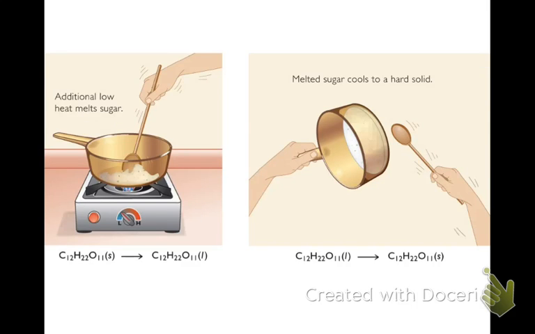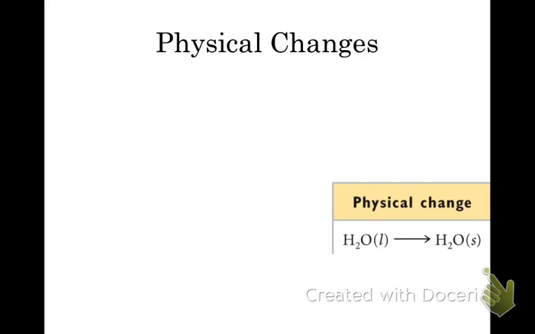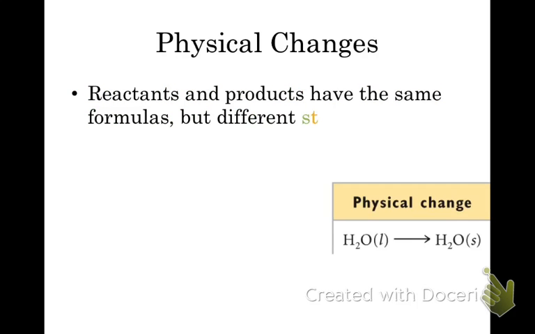Here are some more physical changes. I can take that solid sugar and continue to heat it up and form a liquid. This is what we do when we make candy. We take sugar, heat it up slowly, and then it starts to become more liquidy. From there, if we let it sit in that pan, it ends up cooling to a solid, so we go from a liquid to a solid. A physical change is just going to have the same formulas for the reactants and products, but different states of matter.